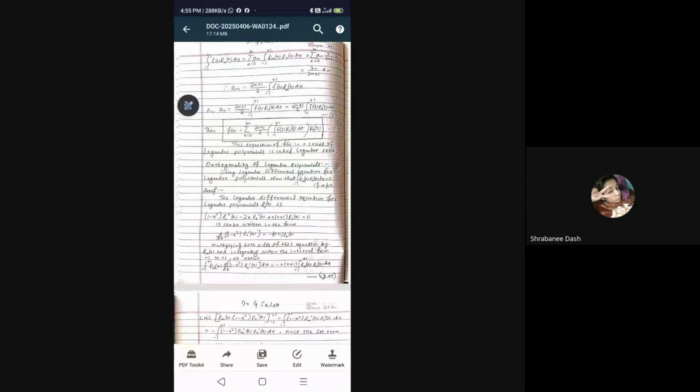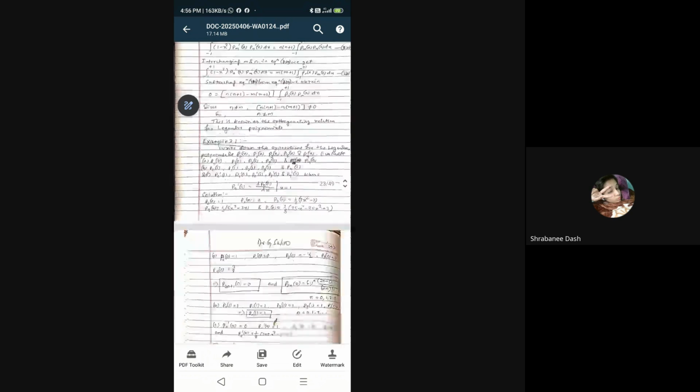Similarly, for the orthogonality condition, the proof is shown on the screen: [n(n + 1) - m(m + 1)] times the integration from -1 to 1 of P_n P_m dx is equal to 0.